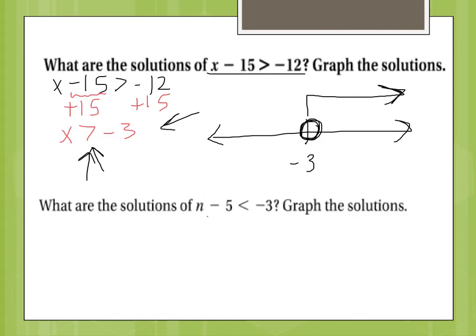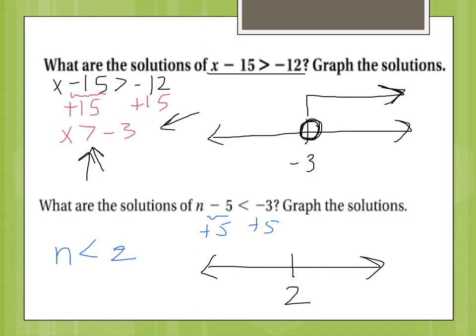So same thing here. I have subtract 5, so opposite of subtract would be add. So whatever I do to one side, I want to do to the other. So I have n is less than positive 2, because negative 3 plus 5 would give me a positive 2. And when I graph this, my point is at 2. It's going to be an open circle because there's no line underneath my symbol. It says any number less than 2, so it's going to be pointing to the left.